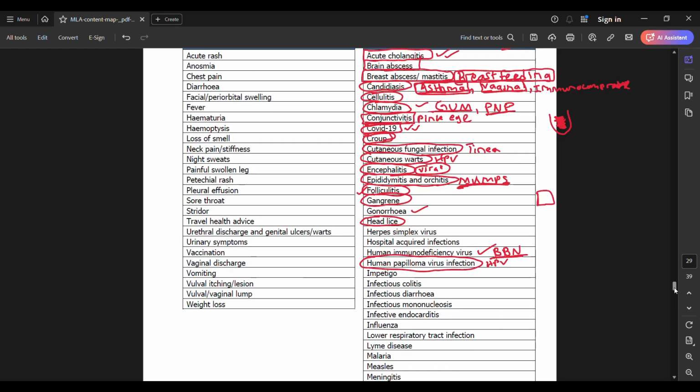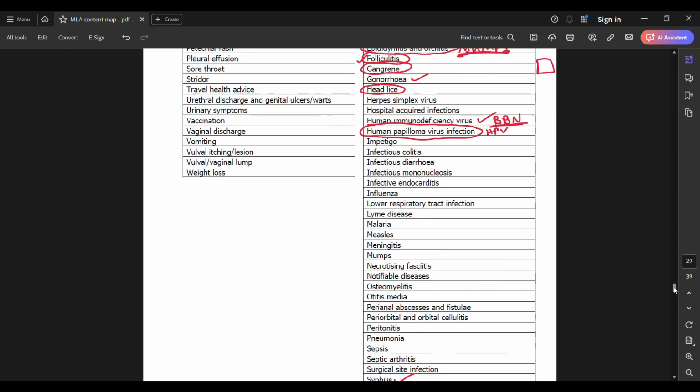Next, you have head lice. Head lice is a case where a mother may show up complaining about her daughter scratching her head a lot. And you need to know what to do in the case of head lice. In cases of mild, moderate, and severe head lice, this has been showing up in recent times.